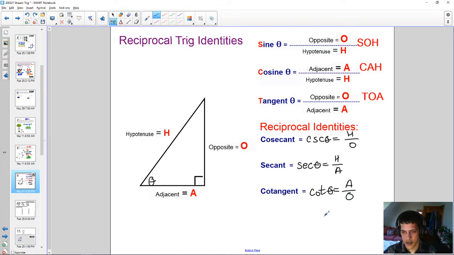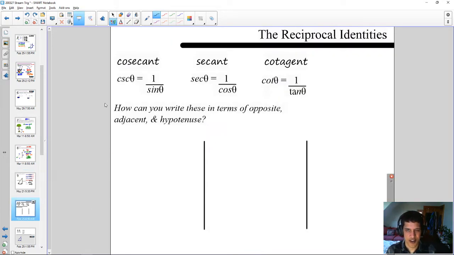Now, we can also use all of these relationships for the same purposes that we would use the three primary trigonometric relationships, okay? We're just going to have new opportunities to use these depending on what information we're given in the original problem. So let's just get a little practice understanding how we write out these identities in terms of adjacent, opposite, and hypotenuse.